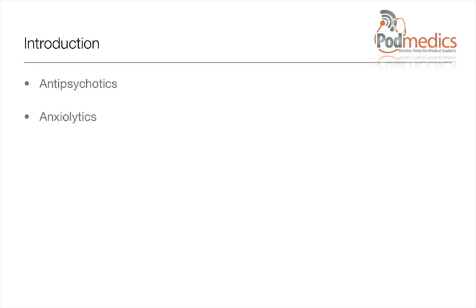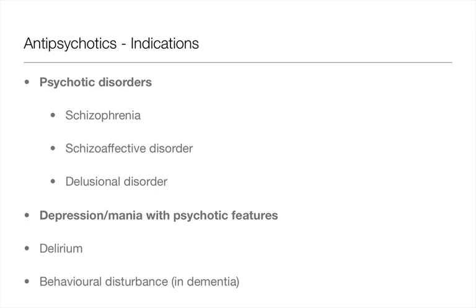Okay, let's start with antipsychotics. When would you use them? You could use them in psychotic disorders such as schizophrenia, schizoaffective disorder, and delusional disorder. They can also be used in depression, where there are features of mania or psychosis. They are also used in delirium and in behavioural disturbances such as in dementia. Are there any other uses? Yeah, they can also be used in a non-psychiatric setting for nausea and vomiting and intractable hiccups.